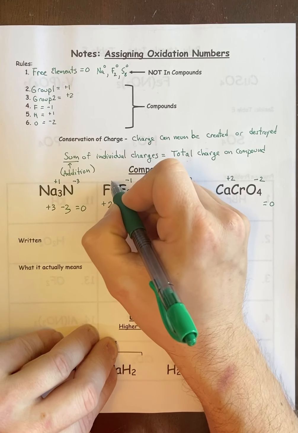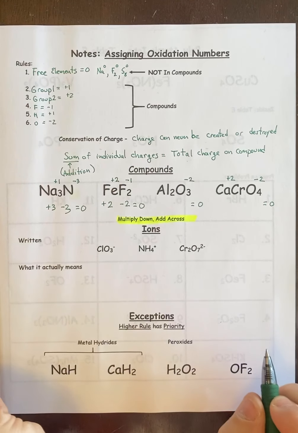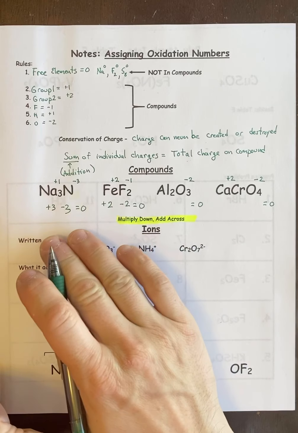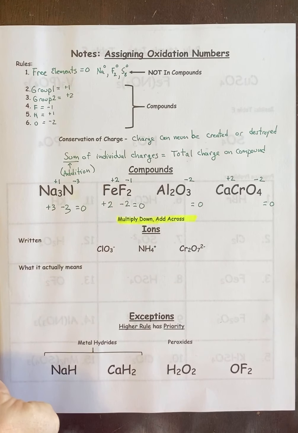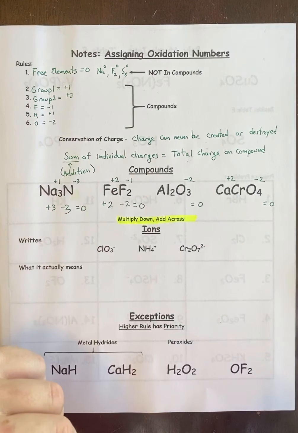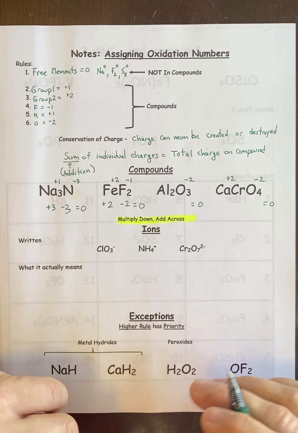Since there's only one Fe, it gives me the whole plus 2. If that didn't make sense, it should make a little bit more sense when you see one like this next one, where there's more than one aluminum.